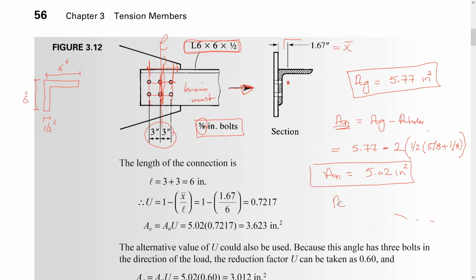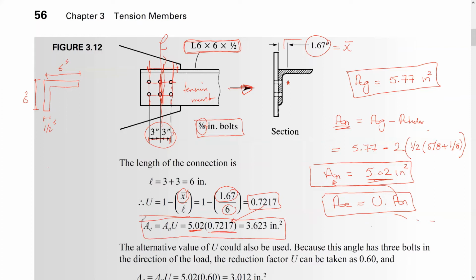AE, which is the effective net area, is equal to the shear lag times the net area, and this is the net area again. So how do we get the shear lag? Shear lag is 1 minus X bar divided by L. X bar here is given to us as 1.67, divided by the length of connection, which is from here to here, so 6. So this is the shear lag coefficient. Multiply it by this, this times this one, and you're going to get the effective area equal to 3.623 inch square. Okay.